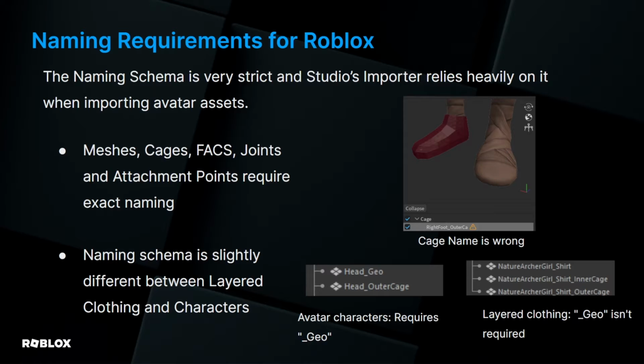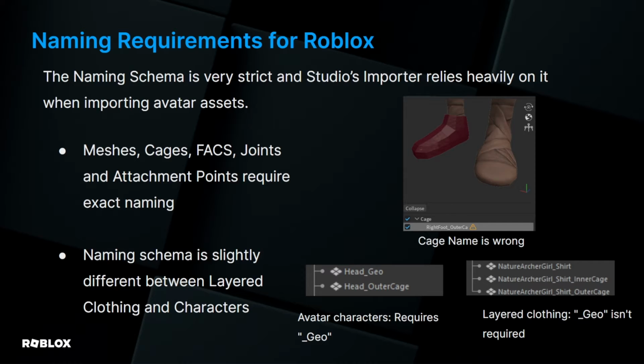Naming requirements for Roblox. The naming schema is very strict, and Studio's importer will not recognize a character as an R15 avatar unless it follows it. Meshes, cages, backs, joints, and attachment points require exact naming. Even when you correct the name in the importer, it doesn't fix the issue, and you have to fix it in DCC. If the cage or attachment name is wrong, the indication that it's wrong is because the cage or attachment is rendered. Naming schema is slightly different between layered clothing and R15 avatars.